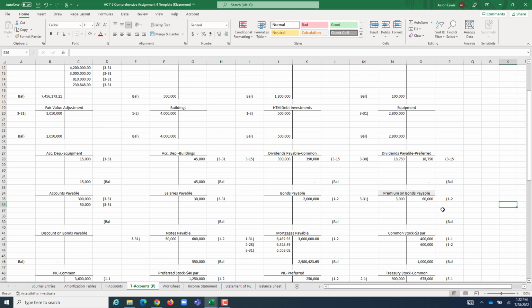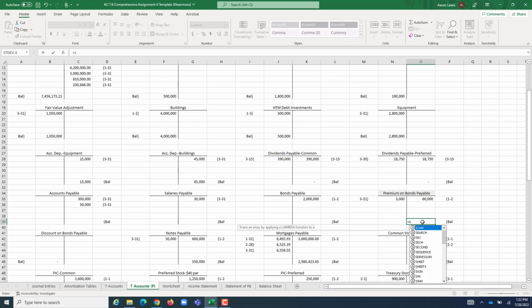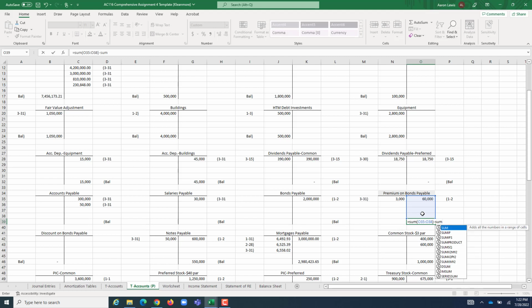And now we need to find the balance of our premium on bonds payable. Those are the only two entries we had that affected that account. Well, I can do so in the same manner that I did before. Since this is a liability account and liabilities balance on the credit side, I'm going to find the sum of all the credits: equals sum, open parenthesis, highlight all your credits, close parenthesis, minus the sum, so minus sum, open another parenthesis, of all our debits. I'm going to highlight all those numbers. I'm going to end the parenthesis and I'm going to hit enter.